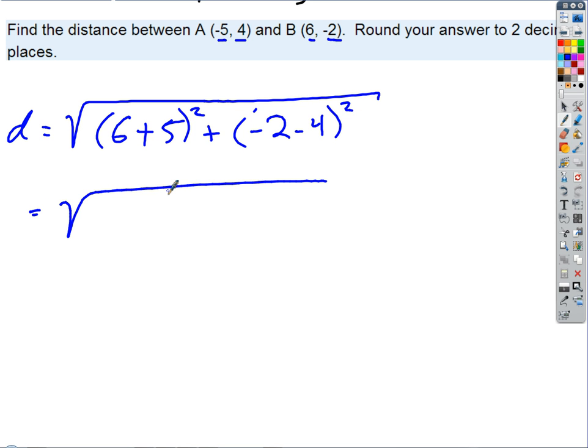6 plus 5 is 11, squared. Okay, now what about this? -2 minus 4 is -6. When I square -6, what's my answer going to be? 36. Positive 36. Okay. In fact, that's always going to happen. Whenever I square a negative number, I always get a positive answer, right?